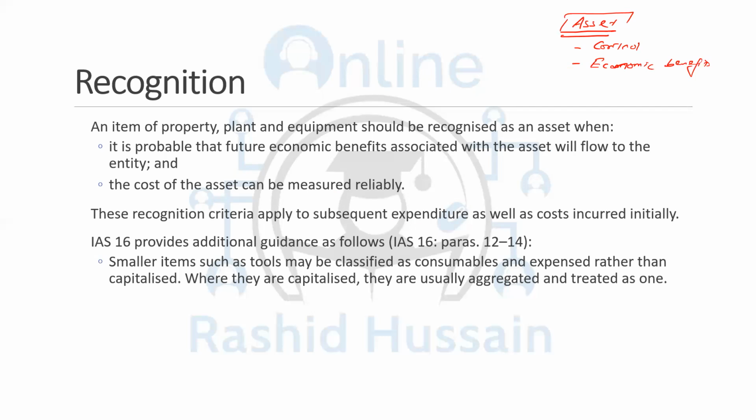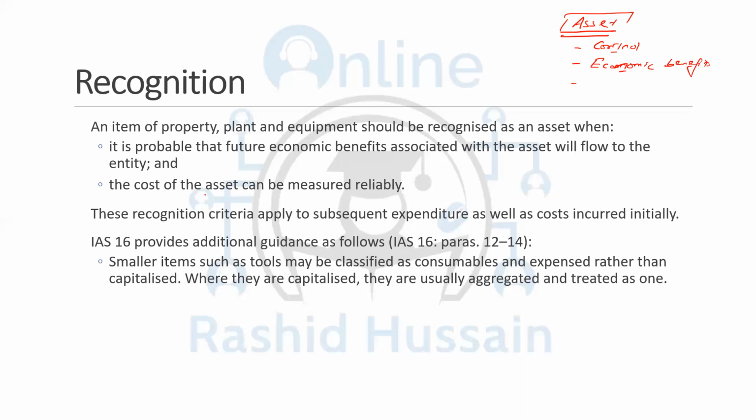And I told you that when you talk about the economic benefit, don't see it only in terms of cash inflows. It can be anything. For example, energy saving is even an economic benefit. Cost cutting is an economic benefit. Producing more units is an economic benefit. Being environmentally friendly is an economic benefit. So you do not need to see that only in terms of cash inflows. So the control and economic benefits.